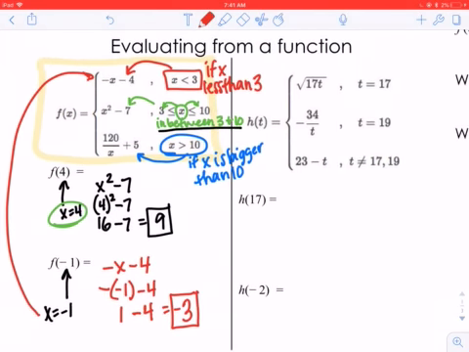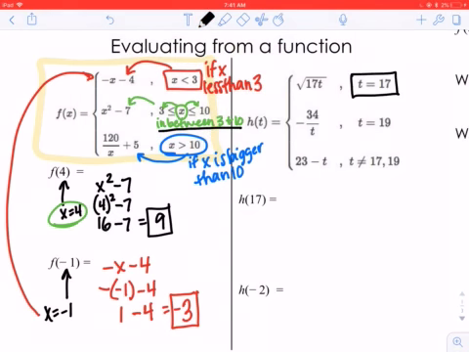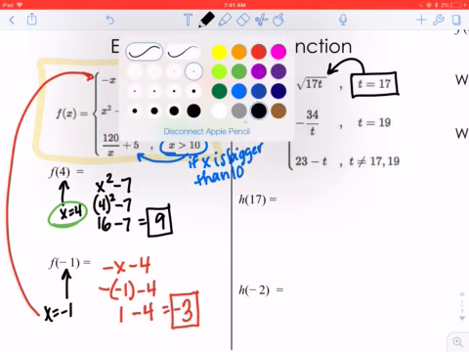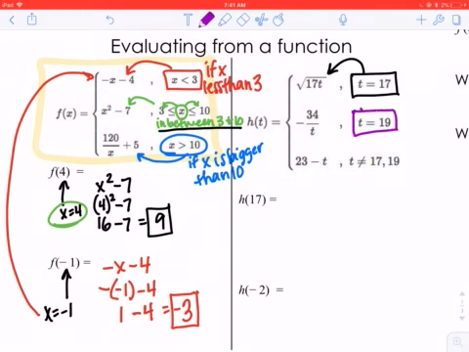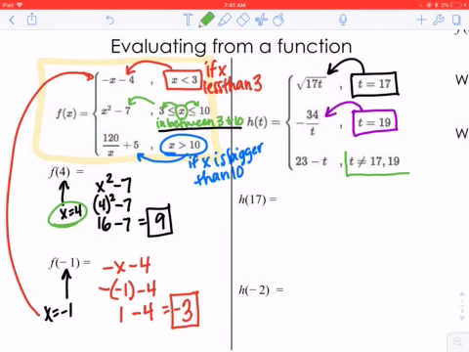All right, so that's basically how we do it. We take a look at the restrictions. The restrictions are here. So if t equals 17, I'm going to use this one. If t equals 19, I'm going to use this one. And if t is not 19 or 17, so we have a rule for 17, we have a rule for 19, but if t is not 17 or 19, that means everything else.